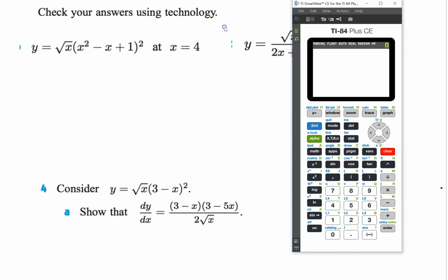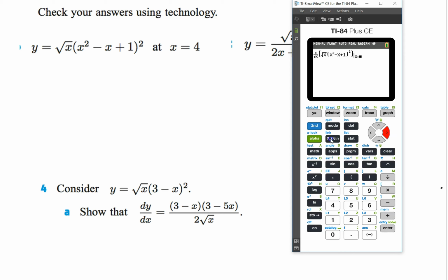So you go to math. We're going to take the derivative, so we're going to go right here under nDeriv, number 8. Then we're just going to type it in. So first I want the variable, so x. There we go. And square root x. And then second square root x, and then parentheses, x squared minus x plus 1. Close the parenthesis. Now I got a square. Don't forget the square. That's a big part of this.